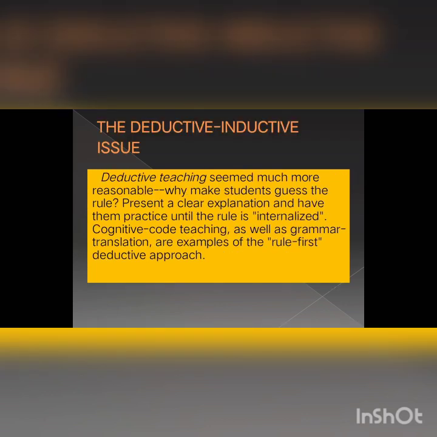Let's go first with deductive teaching, which is more reasonable. It is direct to the point since it only needs a clear presentation until the rule is internalized. Cognitive code teaching as well as grammar translation are examples of the rule-first, deductive approach.